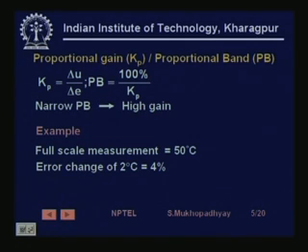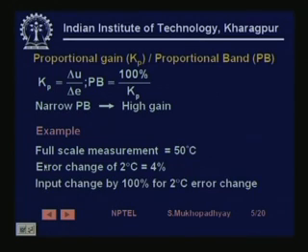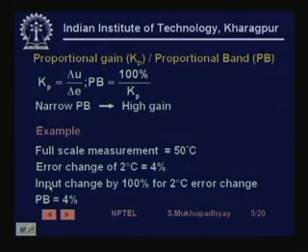Suppose an error of 2 degree centigrade, which is 4% of 50 degree centigrade, causes an input change by 100%. So, maybe there is a heater whose output will change from 0 watt to 5000 watts or 1000 watts or whatever. So, if the error changes by 2 degree centigrade, then the heater output will change from 0% to 100%. So, in such a case, 4% change in error causes a 100% change in input. So, the proportional band in this case is 4%. So, this is the meaning of the proportional band.